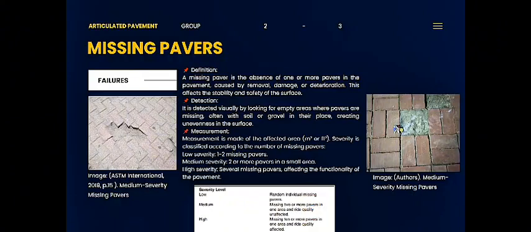Measurement. Measurement is made of the area, in square meters or feet. Severity is classified according to the number of missing pavers. Low severity: 1 or 2 missing pavers. Medium severity: 2 or more pavers in a small area. High severity: several missing pavers affecting the functionality of the pavement.